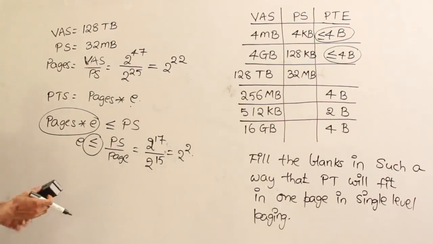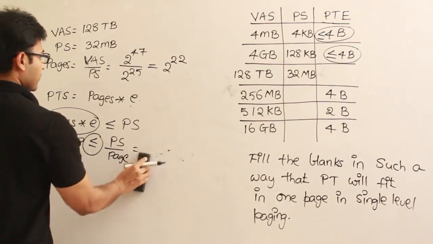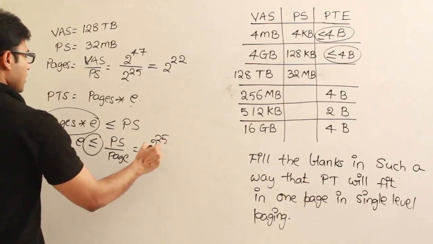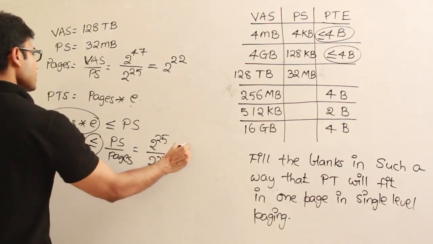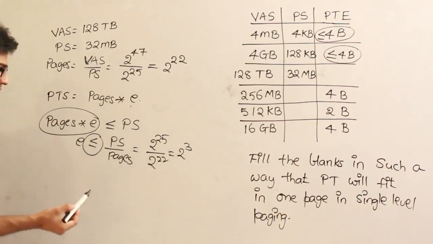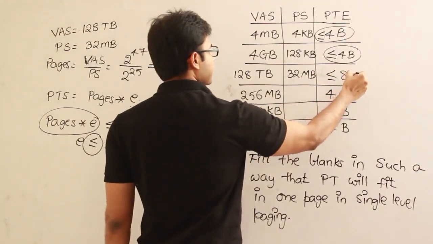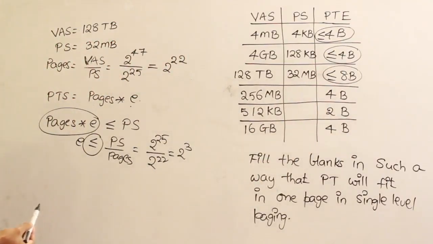So what is the page size here? Page size is 32 MB, which means 2 power 25 divided by number of pages. The number of pages is 2 power 22, which gives 2 power 3. Therefore entry size has to be less than or equal to 8 bytes. Alright? Okay.